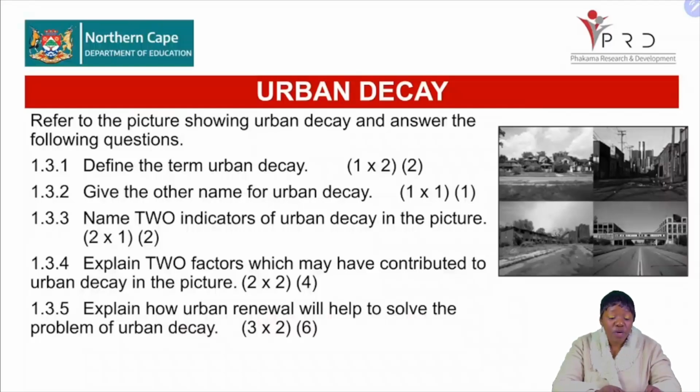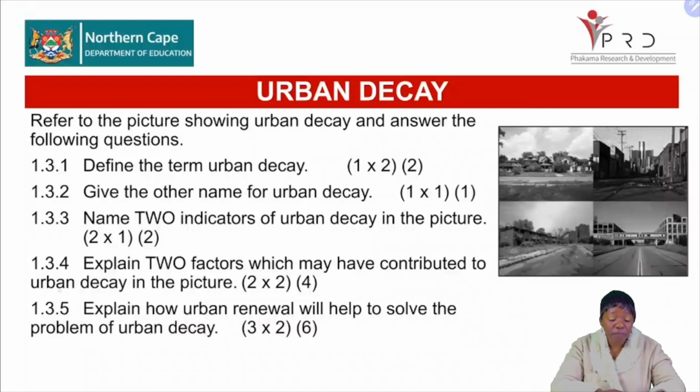Then secondly, you give the other name of the urban decay. By now you're supposed to know the answer because I've been saying it as we were analyzing what we see on the picture. Then your 1.3.3, the two indicators of the urban decay in the picture. Again, it's supposed to be easy because we have identified them as we were analyzing the picture. So that's another strategy: as you get the diagram, analyze it first. What do you see in that diagram? By analyzing, you find that some of the questions you have already answered.